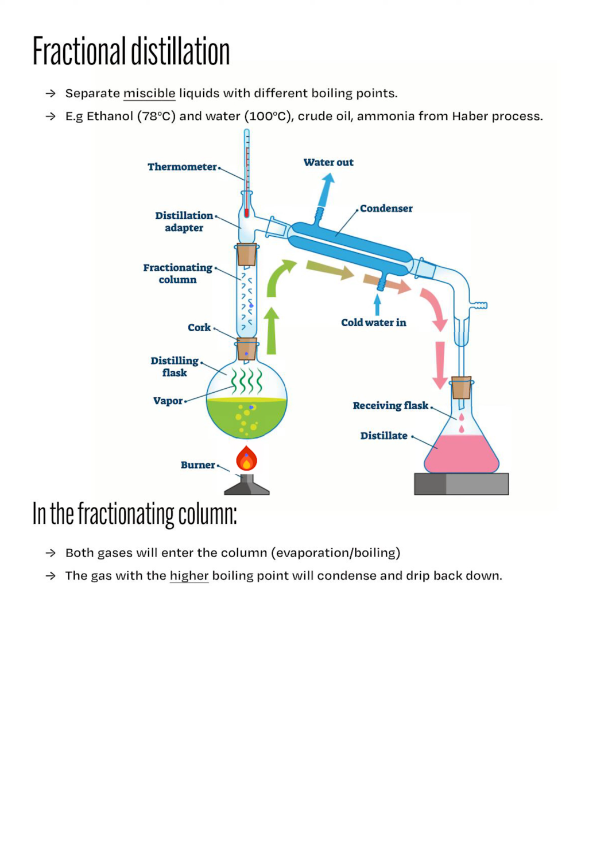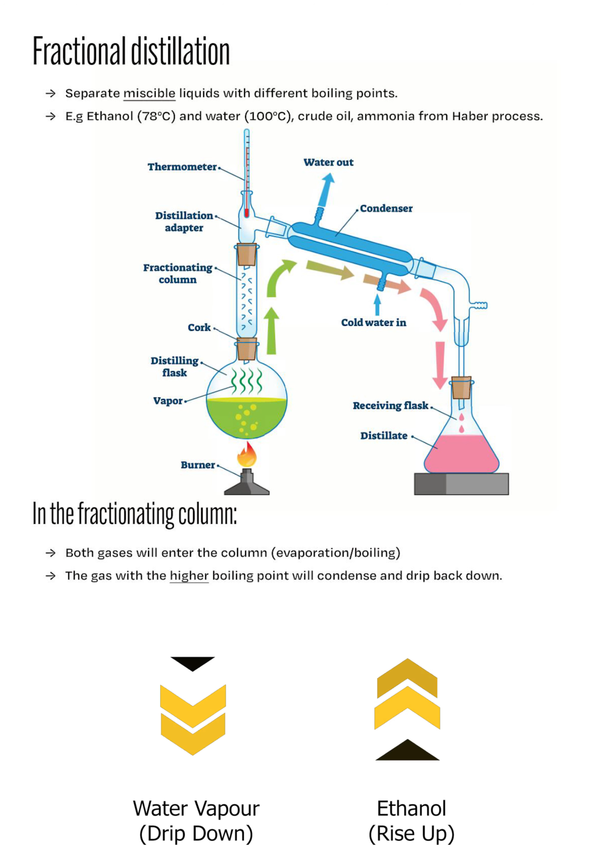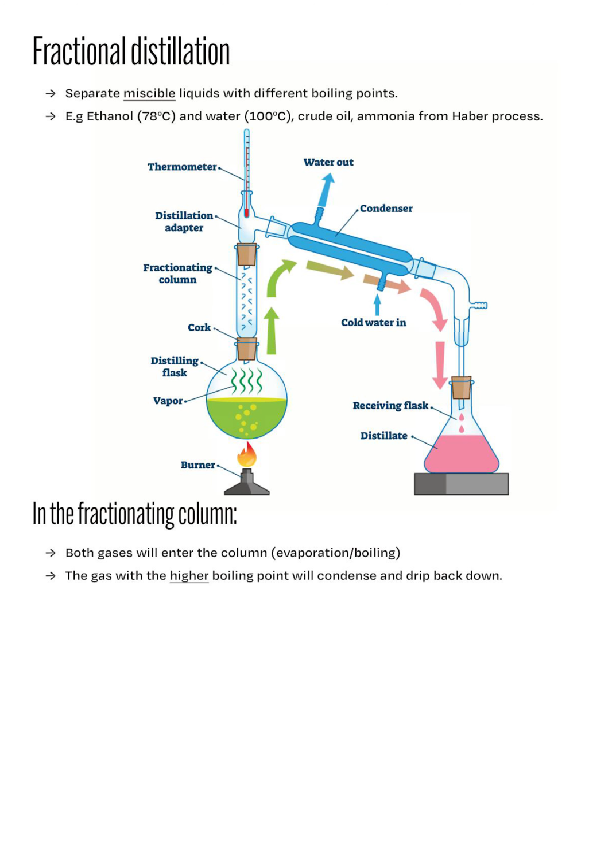For instance, in the mixture of ethanol and water, ethanol will boil first as it has a lower boiling point. However, as the ethanol boils, water is also evaporating. Thus, both ethanol and water vapor will enter the fractionating column. In the column, water vapor which has a higher boiling point will condense and drip back down while ethanol vapor continues to rise and enter the condenser. Therefore, ethanol is collected as the distillate first, and when the temperature registered by the thermometer reaches 100 degrees Celsius, water will then drip out as the distillate.